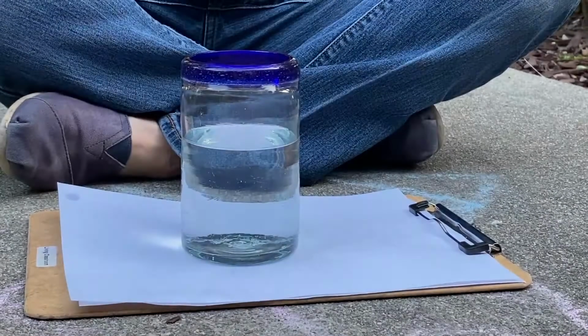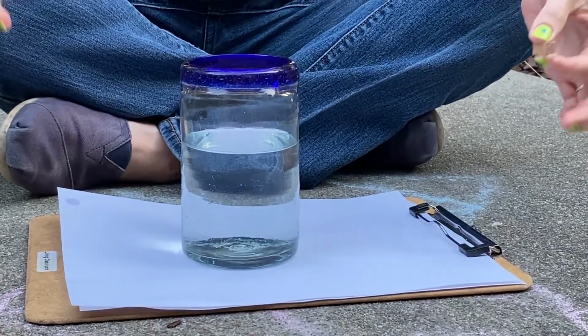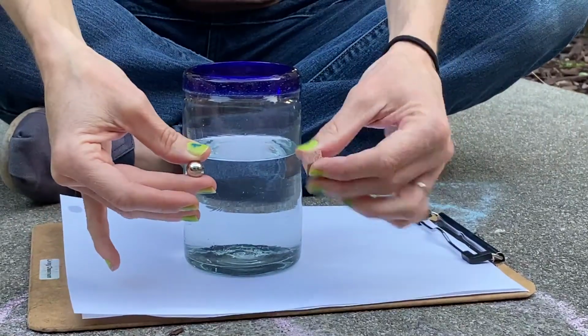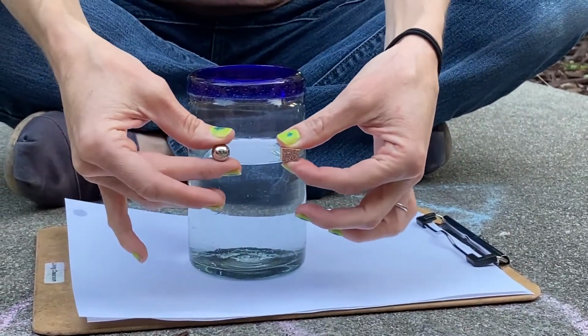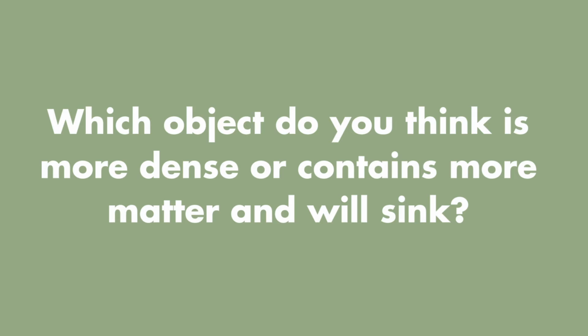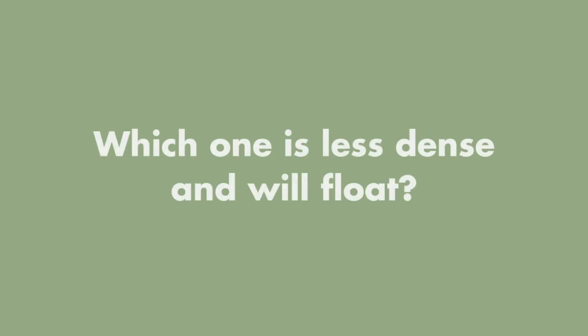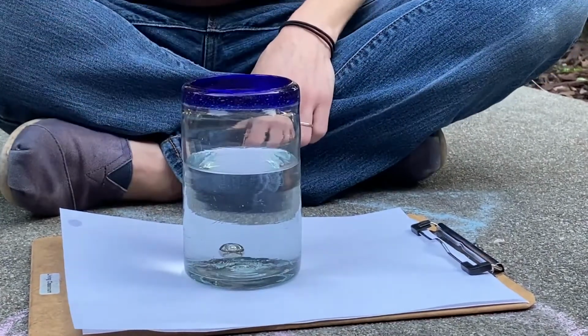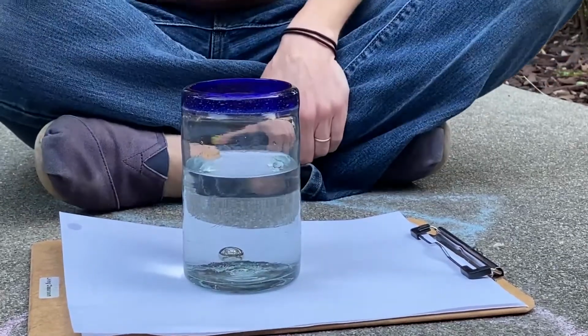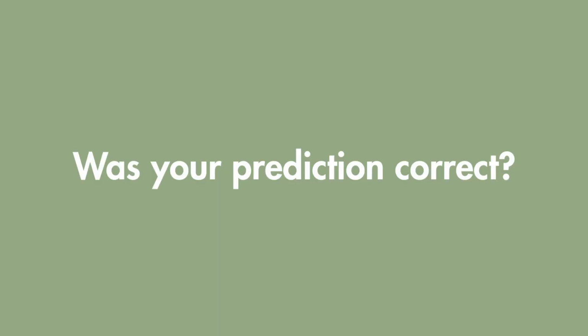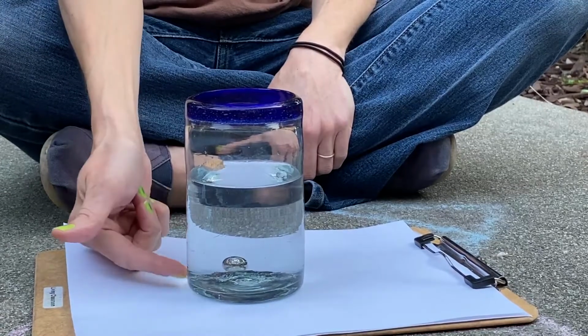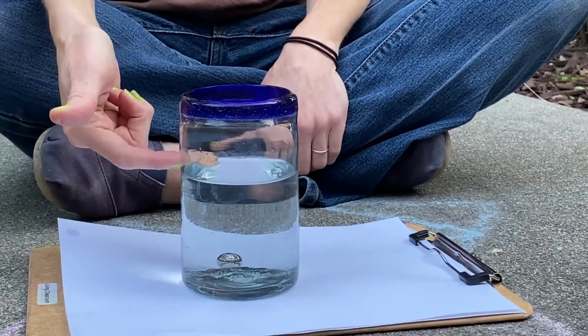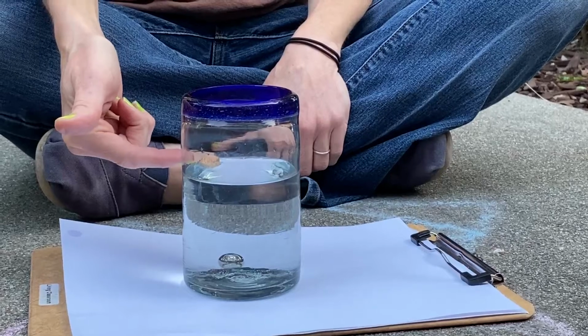To help us visualize this, let's take a look at a marble and a cork that are approximately the same size or approximately the same volume. Which object do you think is more dense or contains more matter and will sink? Which one is less dense and will float? Was your prediction correct? The marble sank, so it is denser than the cork. The cork floated, so it is less dense than the marble.